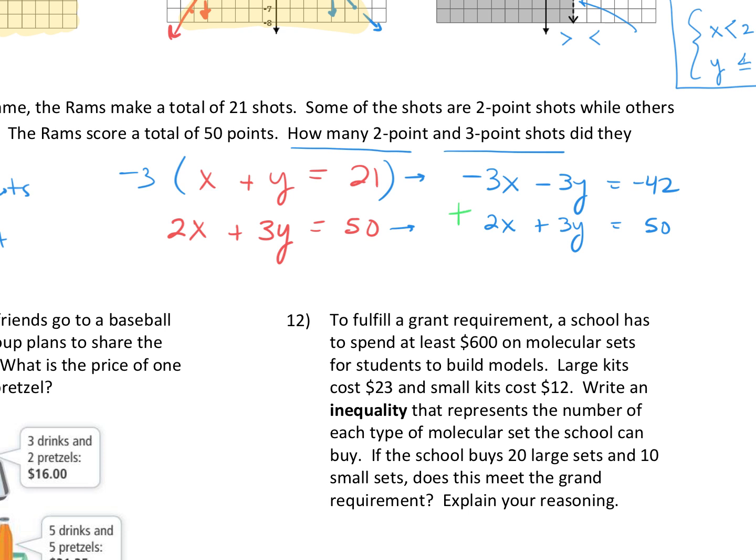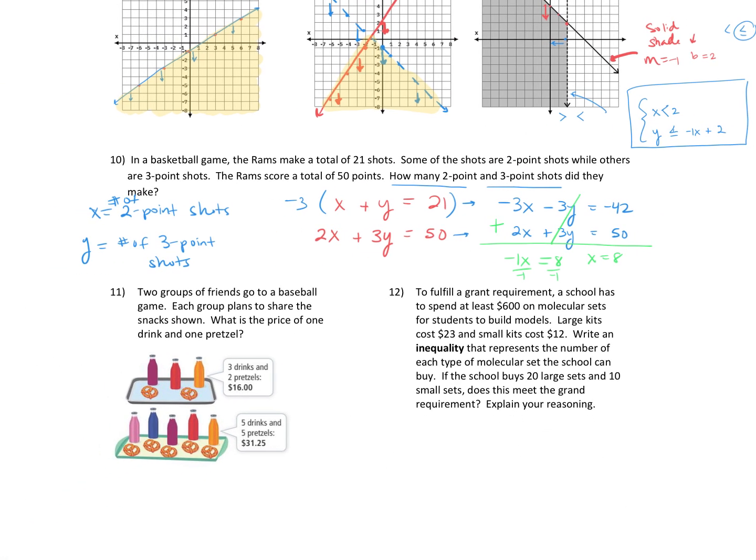And now we're going to add our equations together. -3x plus 2x is a -1x. Our y's are opposites, so they add to 0. And then equals negative 42 plus 50 is a positive 8. So if we just keep solving, we're getting x equals 8. So x was our 2-point shots. So we know that they made 8 2-point shots.